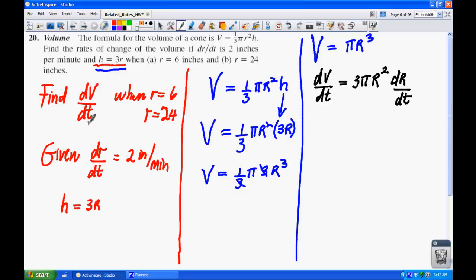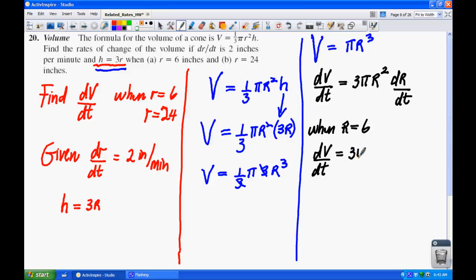Okay? Now, what's the question asking us? Find dV/dt when r is 6. So I would have a substitution for r right here, and I also have a substitution for dr/dt, which was given. Okay? So this makes our life easy. We had to use this given information right here. This was given to us for a reason. So therefore, when r is equal to 6, dV/dt, it's merely arithmetic now. It's just a matter of plugging in numbers and getting your answers.